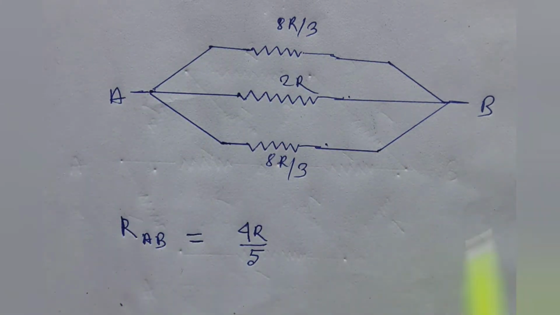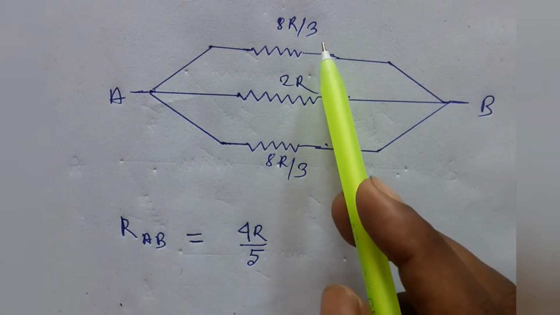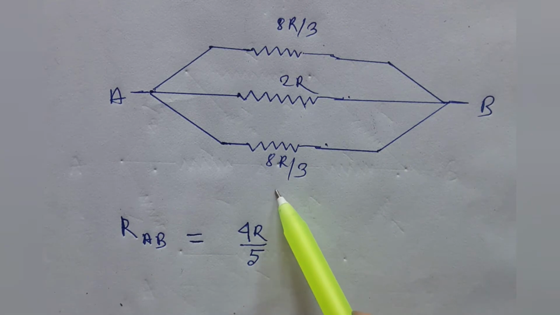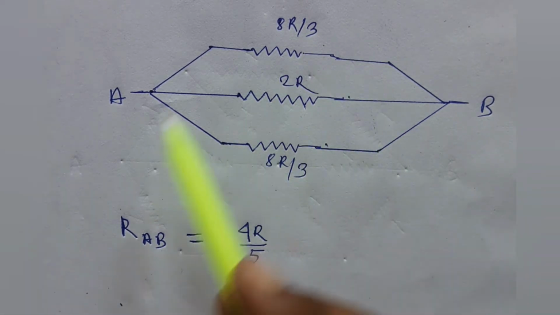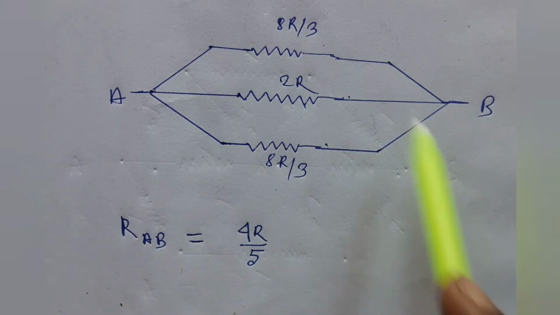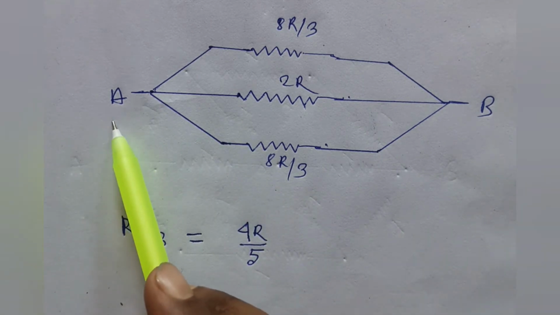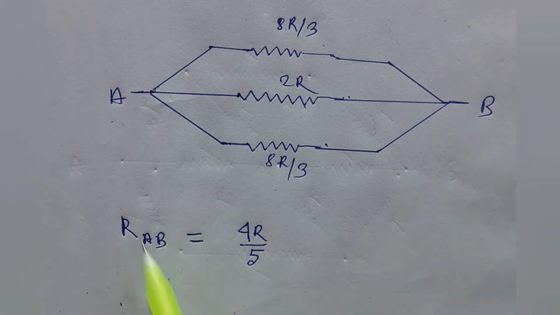It is the next simple circuit. 8R by 3, 2R and 8R by 3 are in parallel, and this gives the simplified result. The equivalent resistance between A and B is RAB equal to 4R by 5.